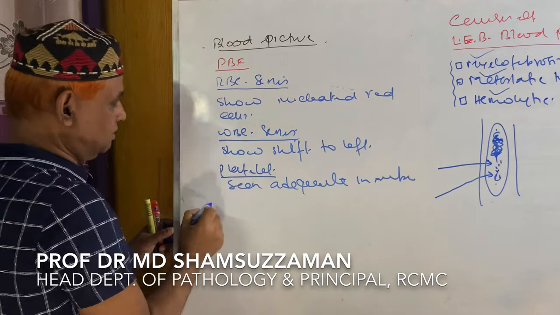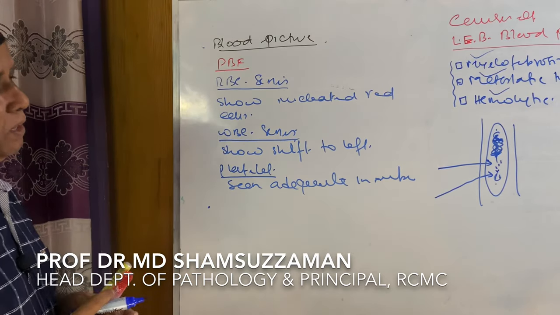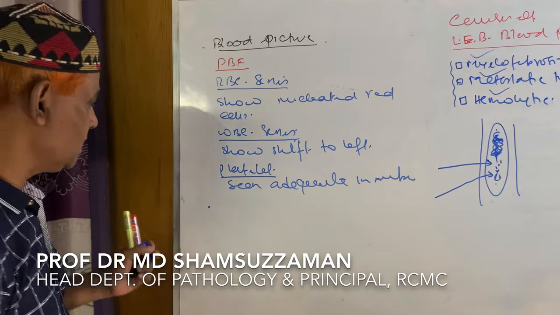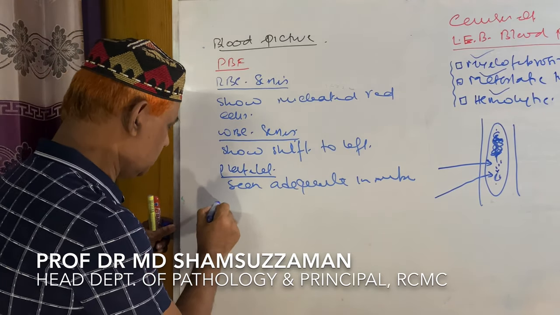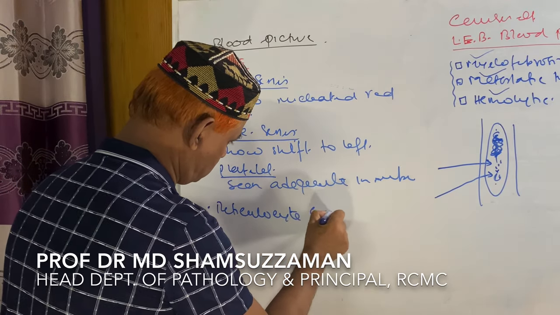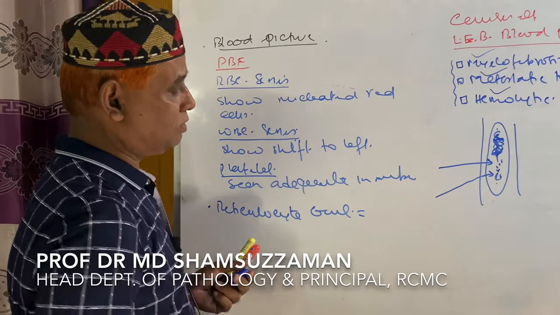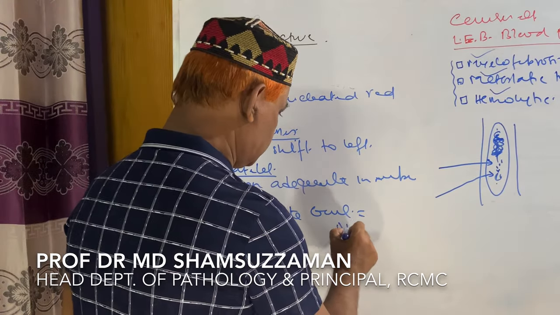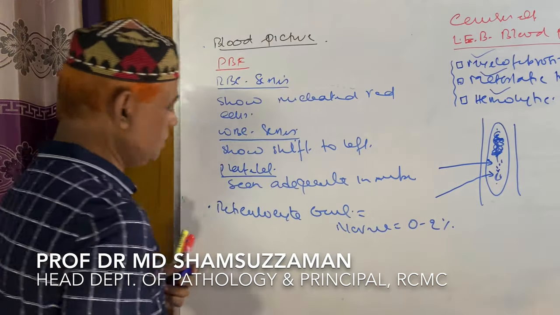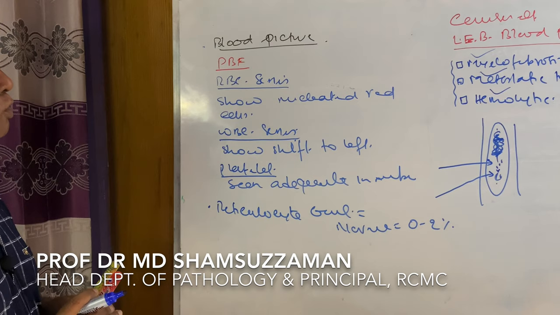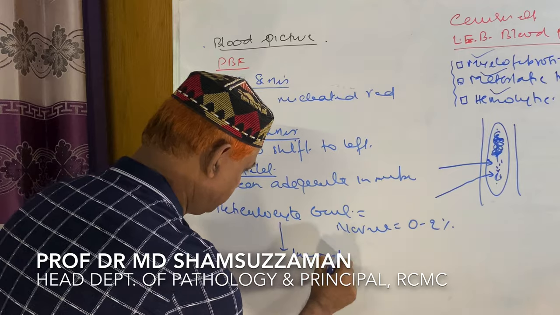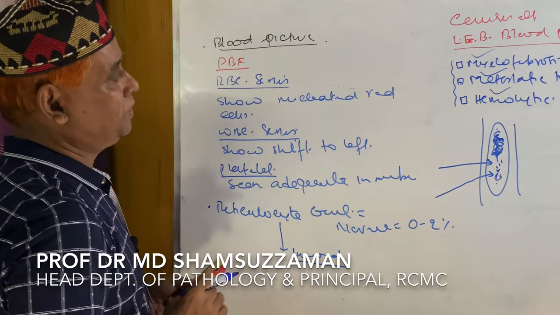Another test is done to diagnose leukoerythroblastic blood picture: reticulocyte count. Dear audience, reticulocyte normal count is 0 to 2%. If it is a case of leukoerythroblastic blood picture, it is increased. So this is all about leukoerythroblastic blood picture.